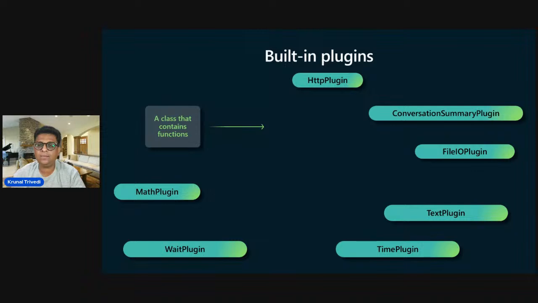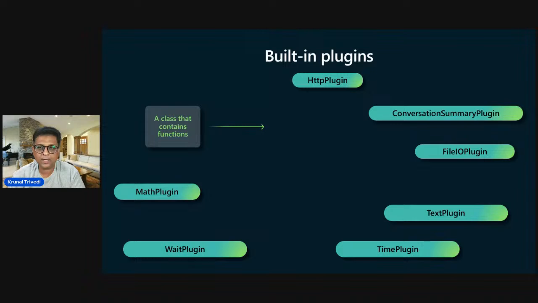Again, to work with these plugins, you need to add a package, Microsoft.SemanticKernel.Plugins.Core, and then you get various plugins. The conversation summary plugin allows you to summarize the conversation. File IO plugin reads and writes to the file system. HTTP plugin makes a request to an HTTP endpoint. Math plugin is used to perform mathematical operations and calculations. Text plugin performs text manipulation. Time plugin gets the time and date information. Wait plugin pauses execution for a specified amount of time.